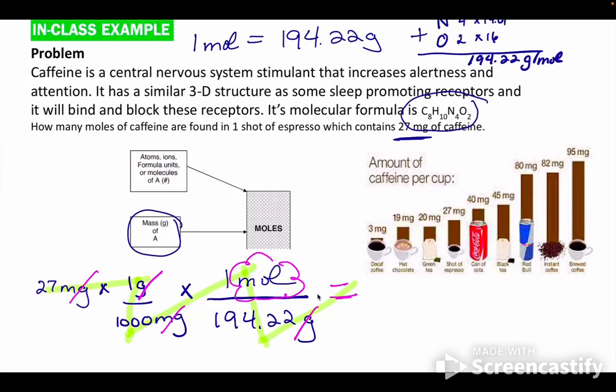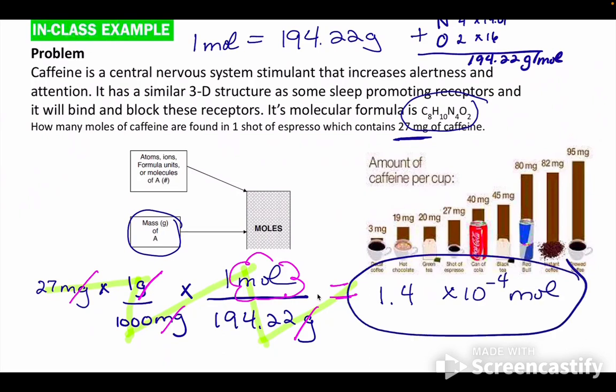So I get 1.4 times 10 to the negative 4th mole. So 2 sig figs here, and everything else is infinite sig figs, so that's why we keep the number of sig figs that we start with.